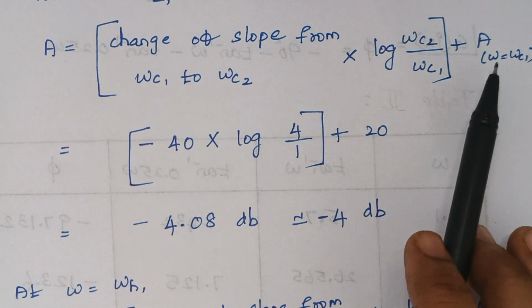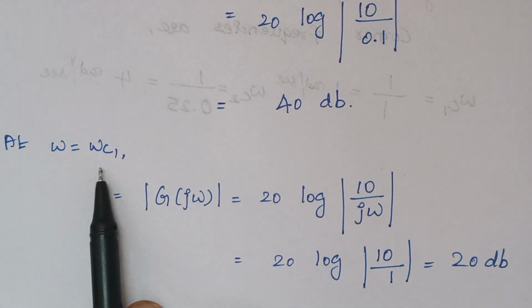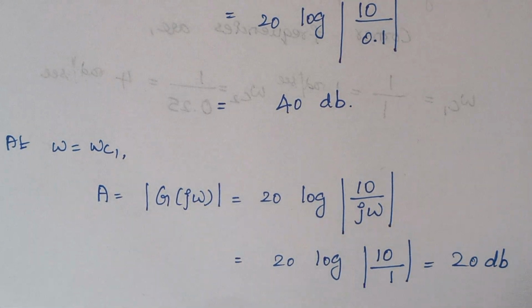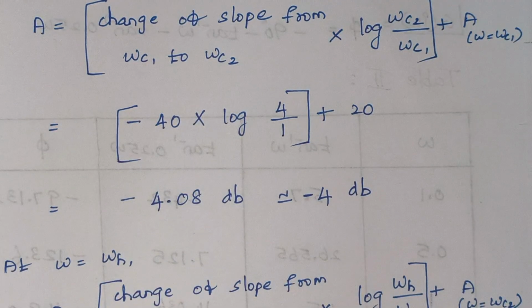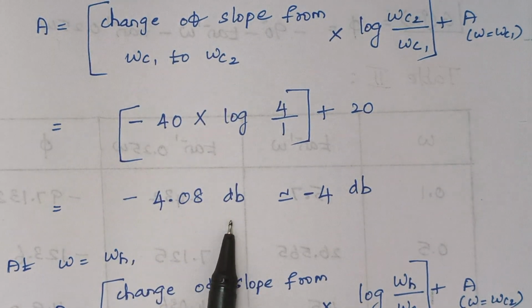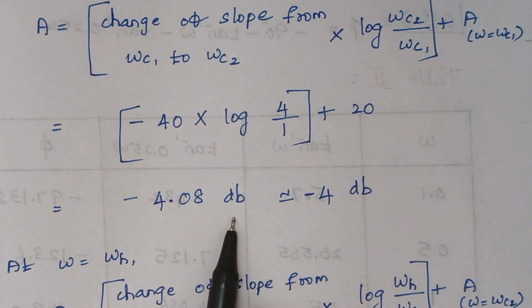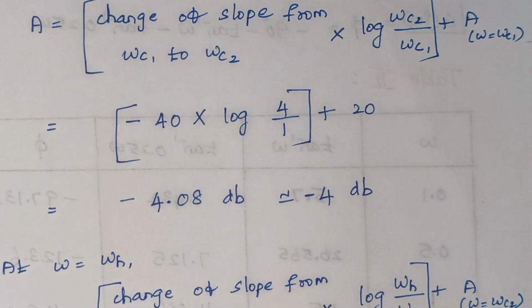And the value of A when omega equal to omega C1 is, so at omega equal to omega C1, what is the value of magnitude? It is 20 dB. So just substitute the value there. So when you substitute the value, finally by solving we are getting the answer as minus 4.08 dB. We can simply round it off to minus 4 dB.